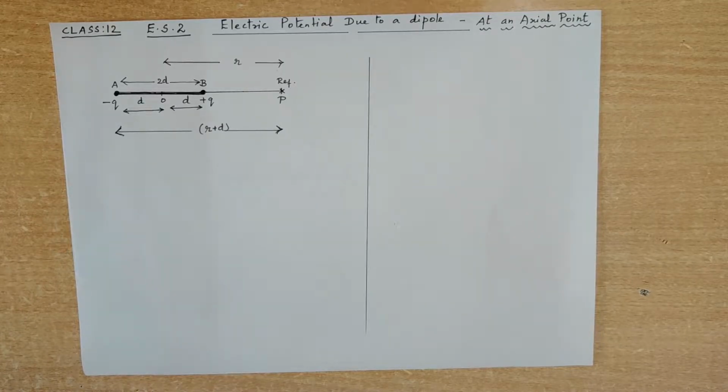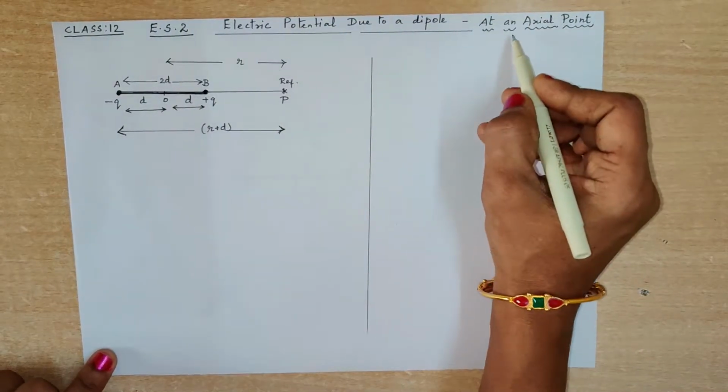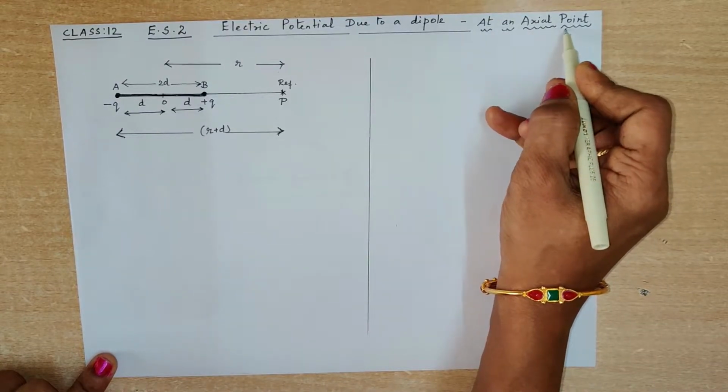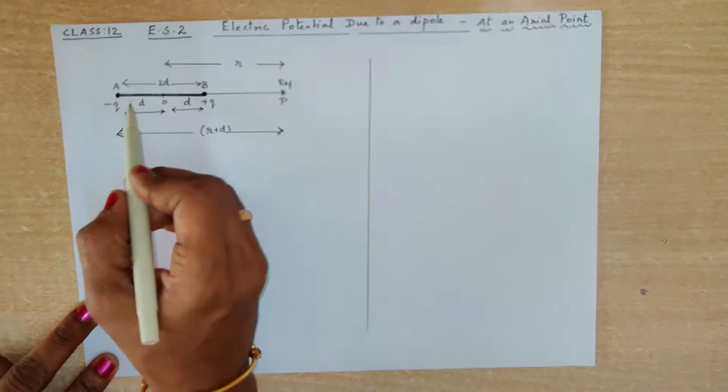Hello students, in this video we are going to learn about electric potential due to a dipole. There are two cases. The first case we are going to discuss is at an axial point of the dipole. Look at this diagram here.